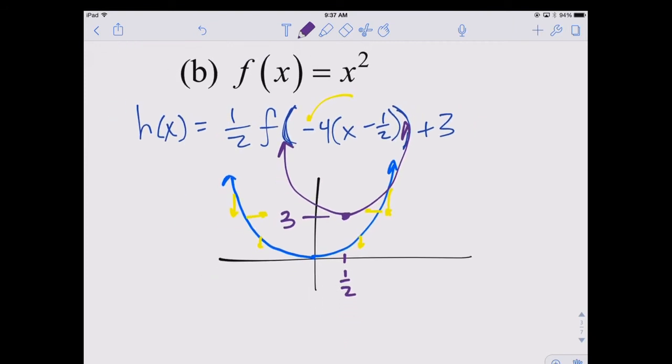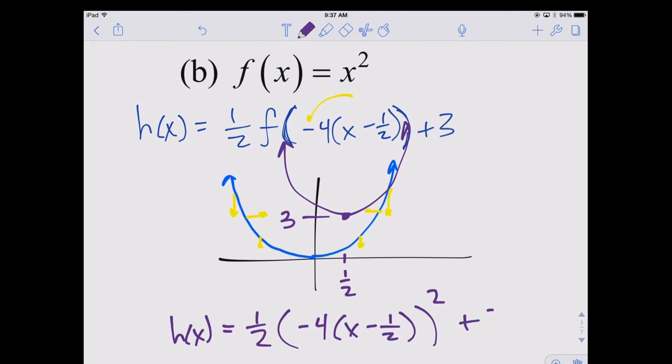Now let's go ahead and write the actual equation for it. The equation for it, all we're doing is we're replacing f with x squared. So we'll have a 1/2, and now we're on the inside, squared. And we have a negative 4 times x minus 1/2 and plus 3. And there is that function in vertex form, or standard transformation form.